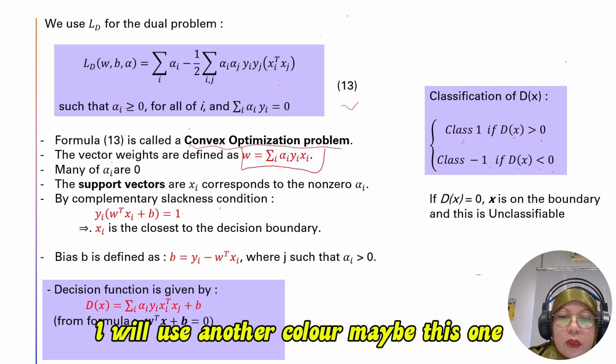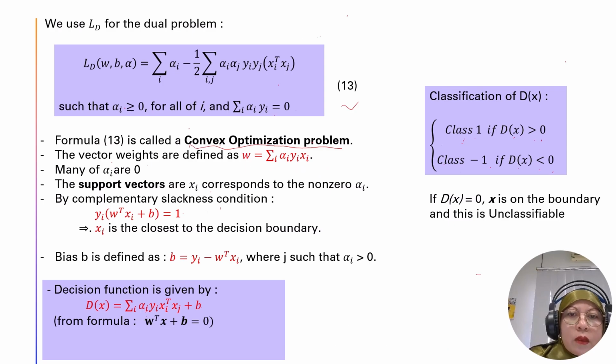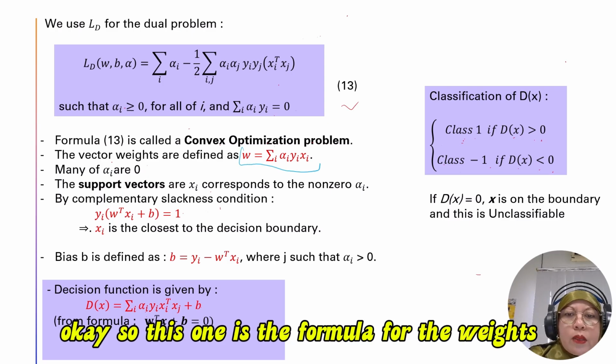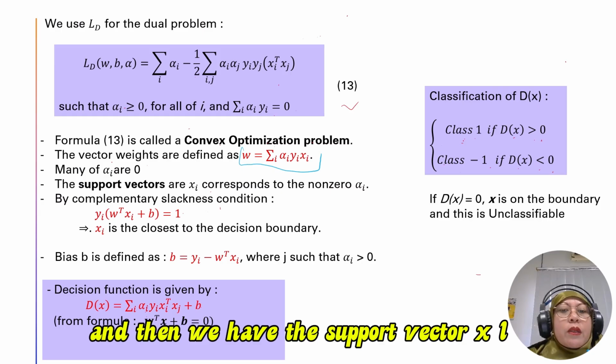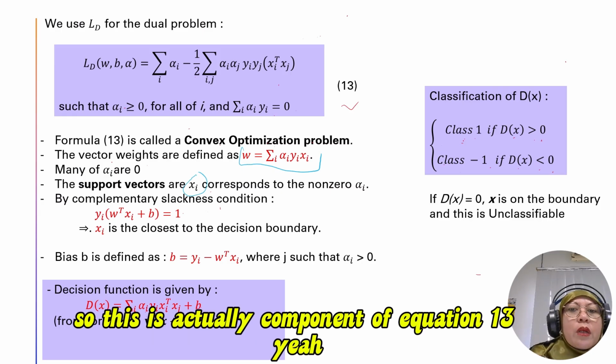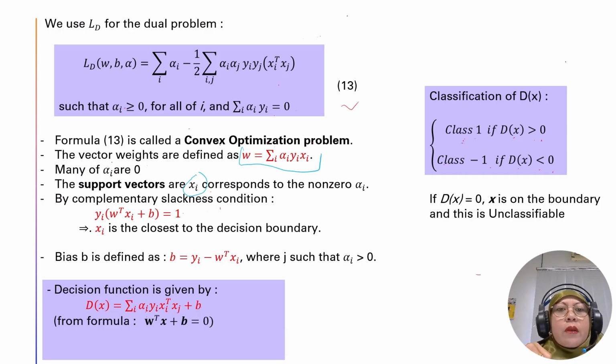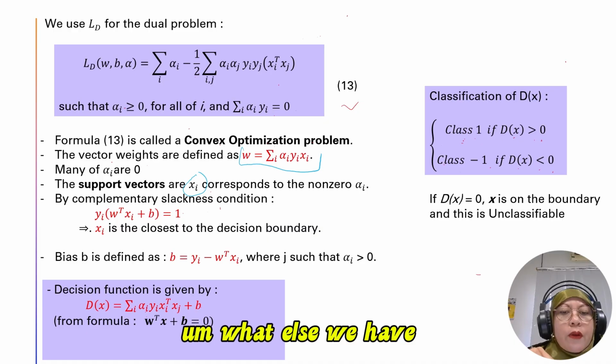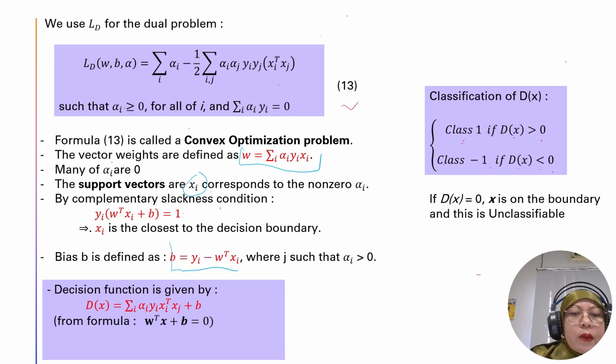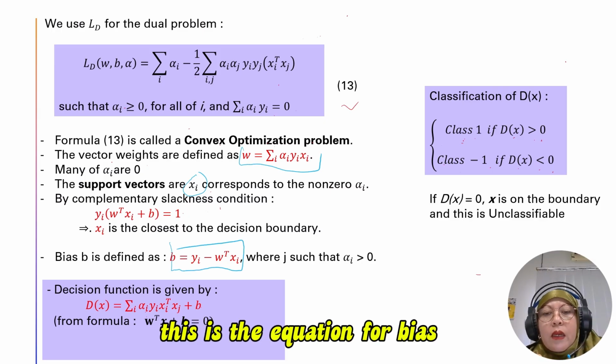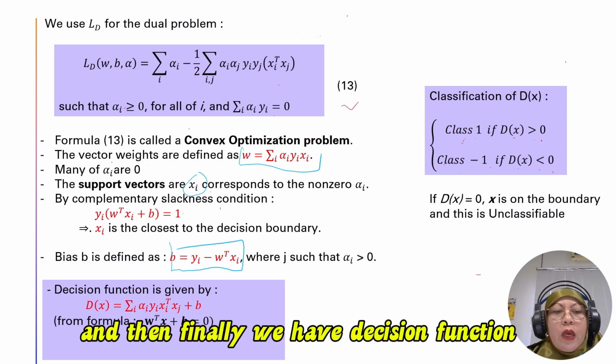I will use another color, maybe this one. So this one is the formula for the weights, and then we have the support vector xi. This is actually a component of equation 13. And then what else do we have? b, the bias. This is the equation for bias, and then finally we have the decision function.